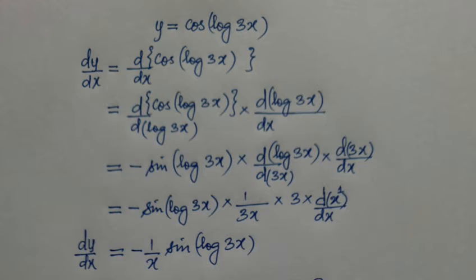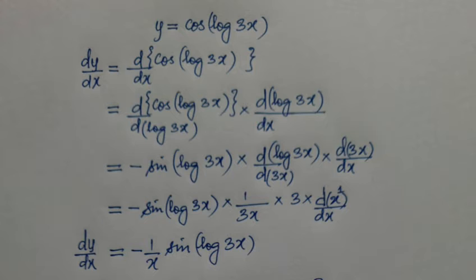Now, when you apply the chain rule, you will write it down like this: derivative of cos of log of 3 times x with respect to log of 3 times x, times the derivative of log of 3 times x with respect to x. So that is the first step, where you applied the chain rule. Now the first derivative will become minus sine of log of 3 times x.